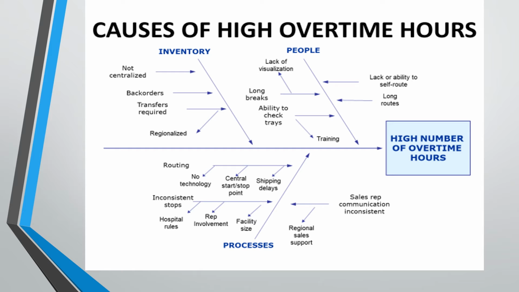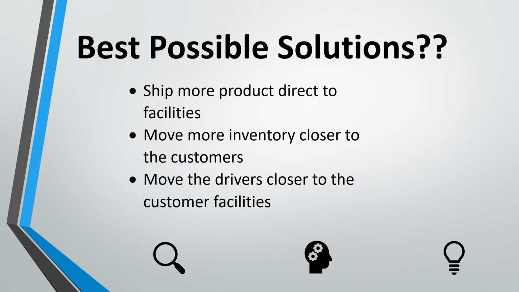Which one is the right decision? Well, I'm glad you asked. So now, how do we find which decision is the right one? Well, we looked at our solutions through three different thinking processes: convergent thinking, divergent thinking, and then the devil's advocate thinking process. And after going through all of those processes, we were able to reduce all of our ideas down to the three best possible solutions: ship more product direct to facilities, move more inventory closer to the customers, or move the drivers closer to the customer facilities themselves.